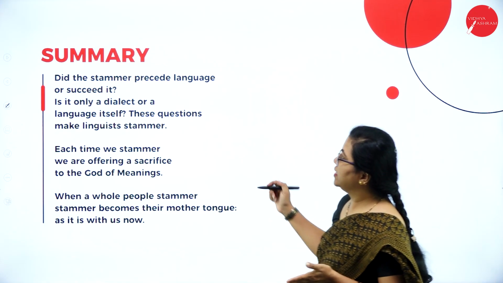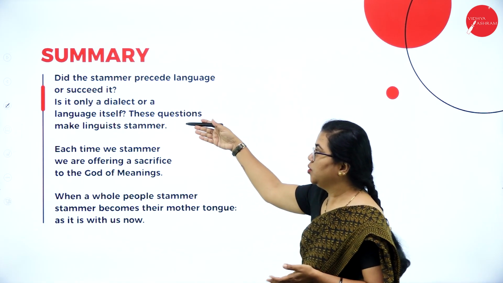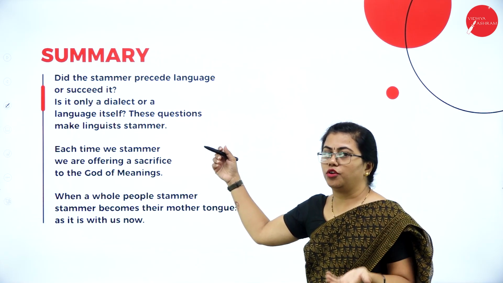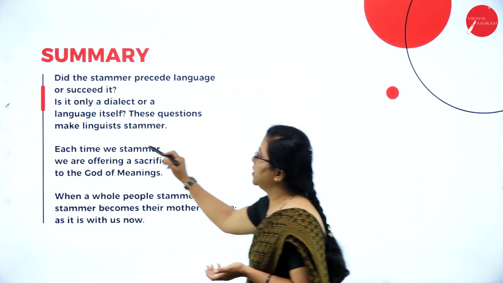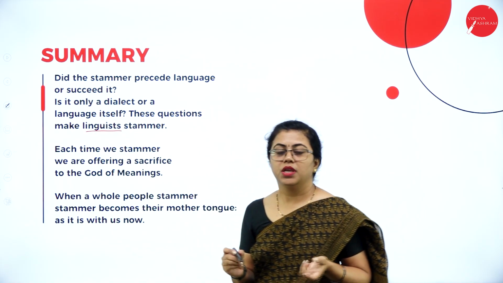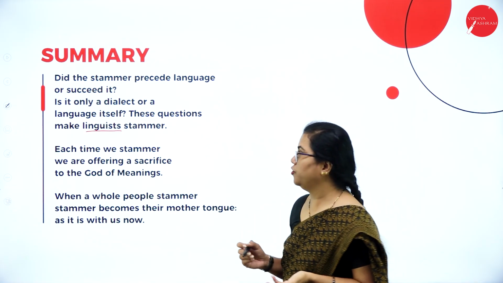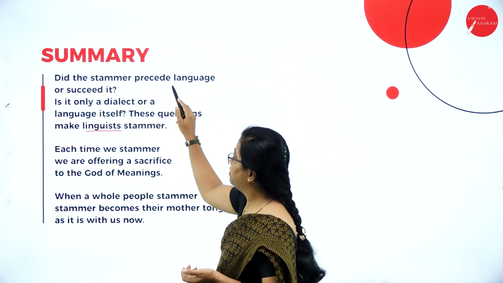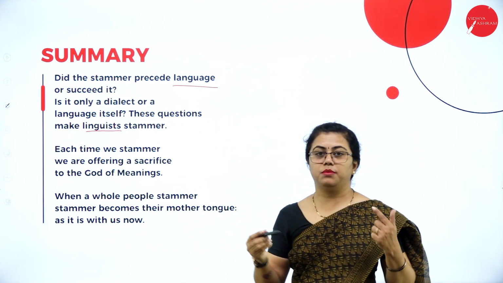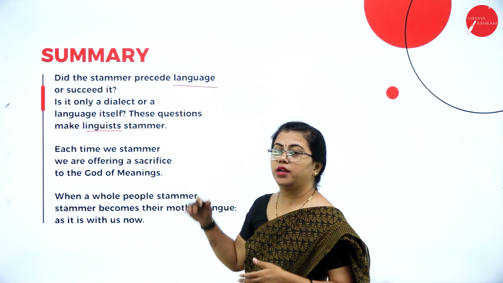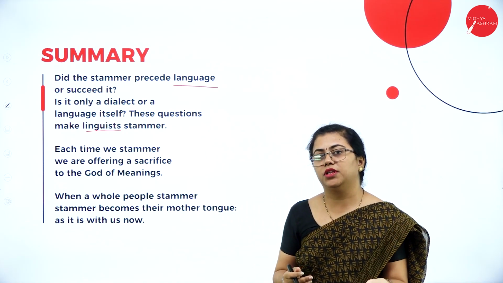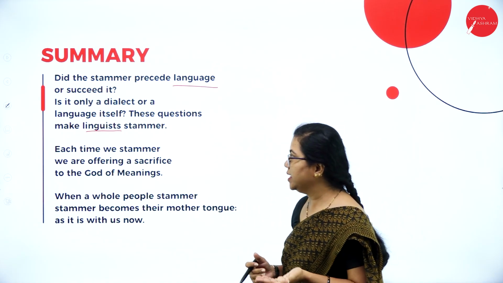Okay, so here you can see in the first stanza, he has a lot of doubts. He's talking from a linguist's point of view. He is a linguist, so he talks with a linguist's point of view here. So did the stammer precede the language or succeed? It means, did stammer come first or did it come later? It came after the language came, is what he is asking.